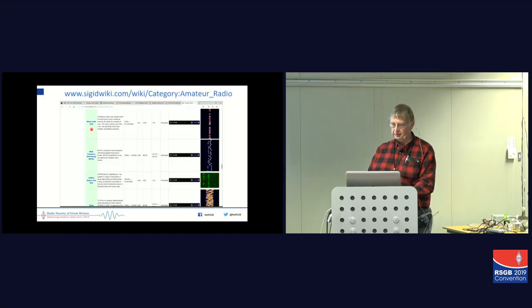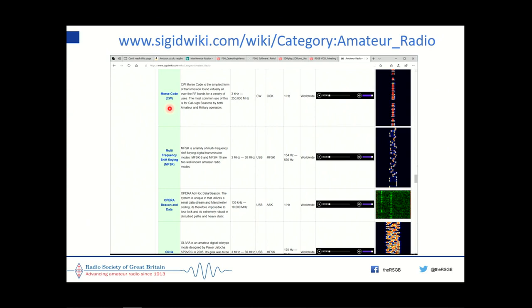I talked about SIG-ID Wiki. If you look it up, that's the sort of thing you'll see. This is for the amateur band, and it gives you an audio that you can play back and a spectrum waterfall, which will give you the signature that you can compare with. So you can eliminate all the real signals.